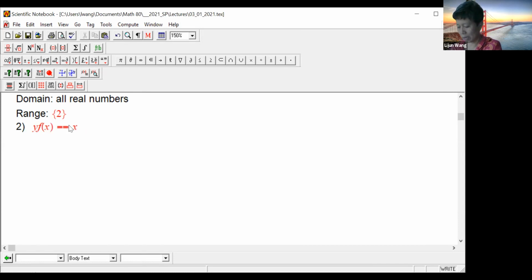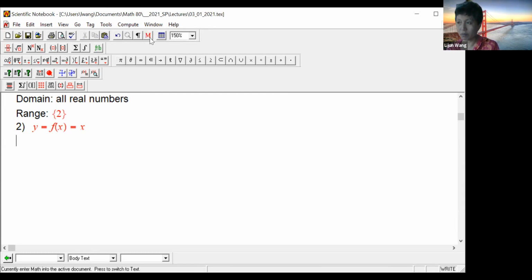Now I insert this function notation. What does this function mean? What is the rule? This rule says, whatever input you give me, I'm going to push it out and produce this output. The output is exactly the same as the input. That's the function. Do you follow me?